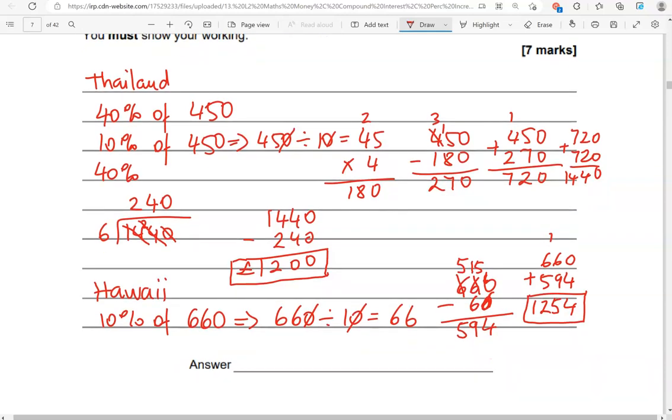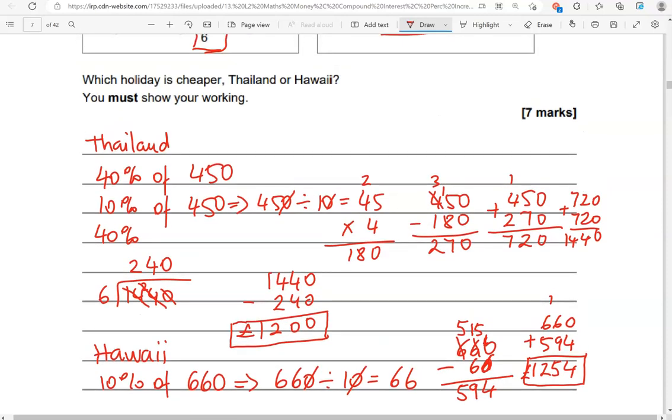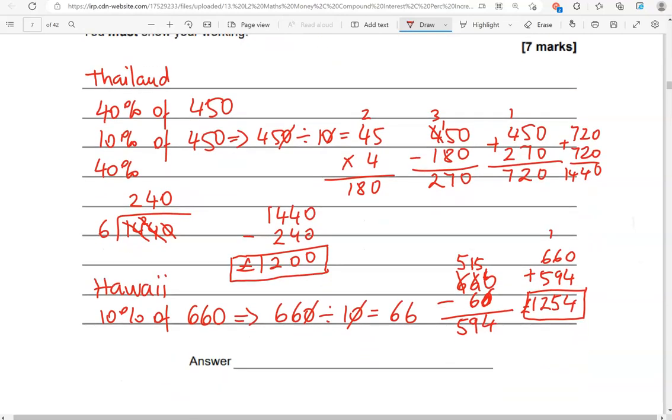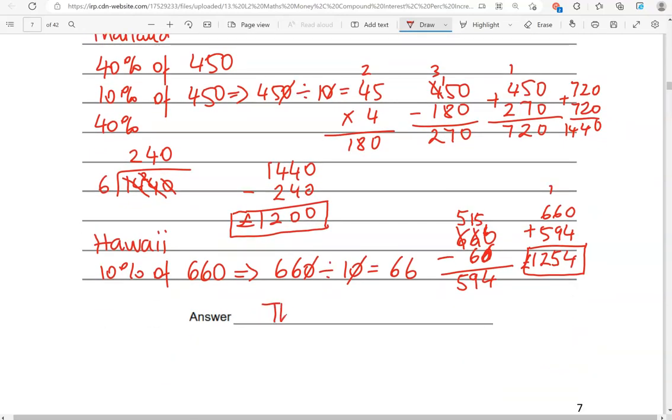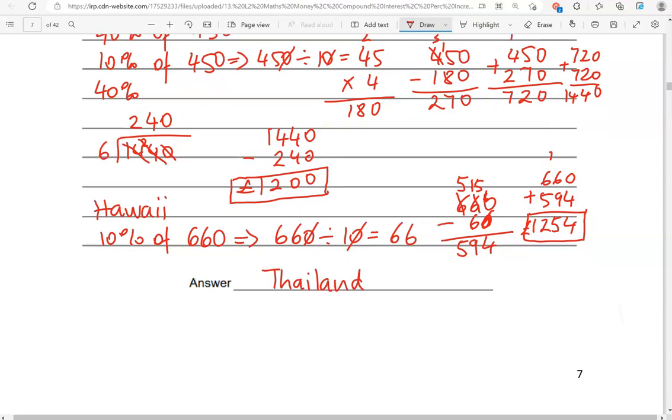So we're now comparing 1,200 with 1,254. That's pounds. So 1,200 is the cheapest. So which one is cheaper? That's Thailand. And we've shown the working out.